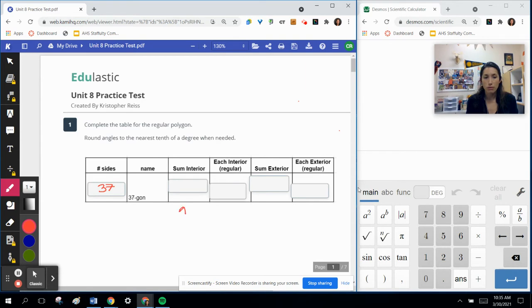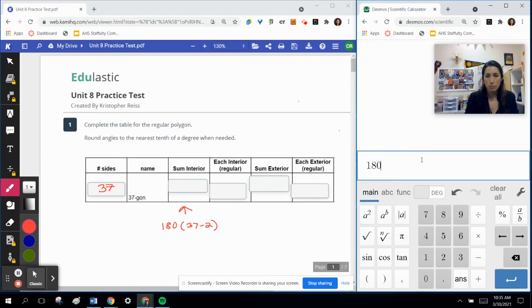So remember our formula for that is 180 times the number of sides minus 2. So that's going to be 37 minus 2. So on our calculator, we can do 180 times 37 minus 2. That's going to be 6,300 degrees. You could also just do 180 times 35.